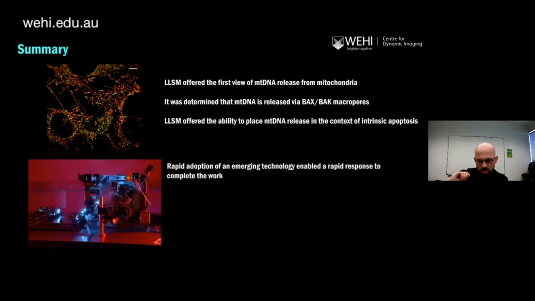And also, because we had rapidly adopted this technology, at the point when Science turned around and said, can you do all these extra experiments, rather than having to get back on a plane and go to Janelia, you could just come to level 4. And Kate turned to me and said, oh, I need to basically run this system into the ground for 3 weeks. And I was like, fine, let's do it.